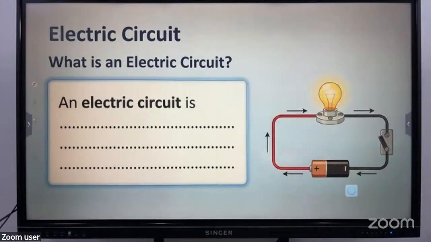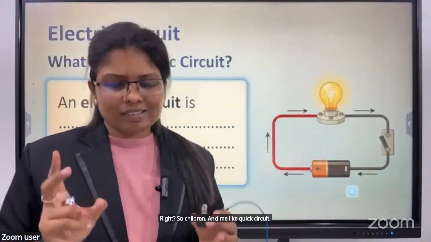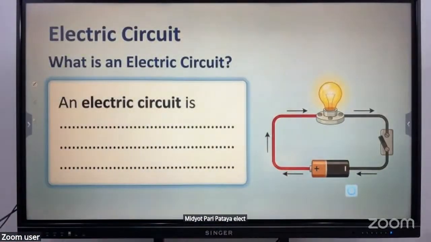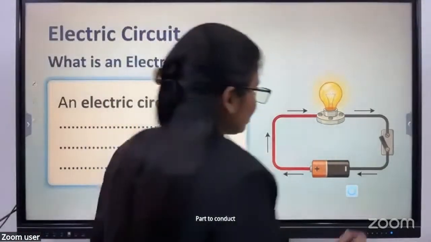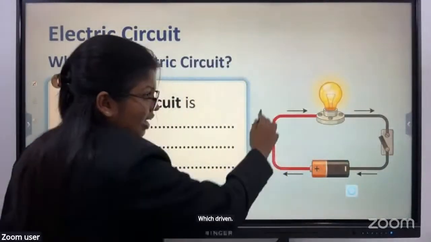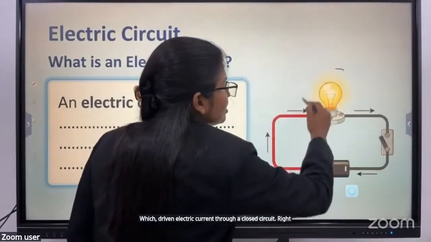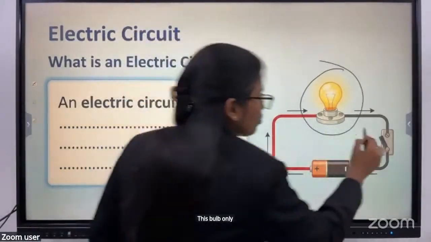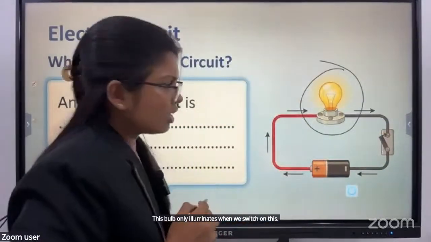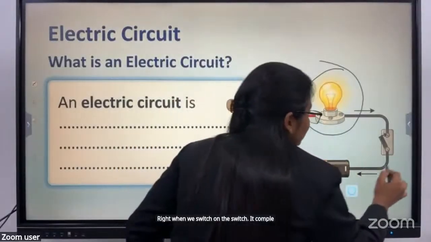Right. So, children, an electric circuit, Vidyut Paripataya. An electric circuit is a path of conductors, right? A path of conductors which drives electric current through a closed circuit. Children, this bulb only illuminates when we switch this on. When we switch on the switch, it completes the closed pathway.